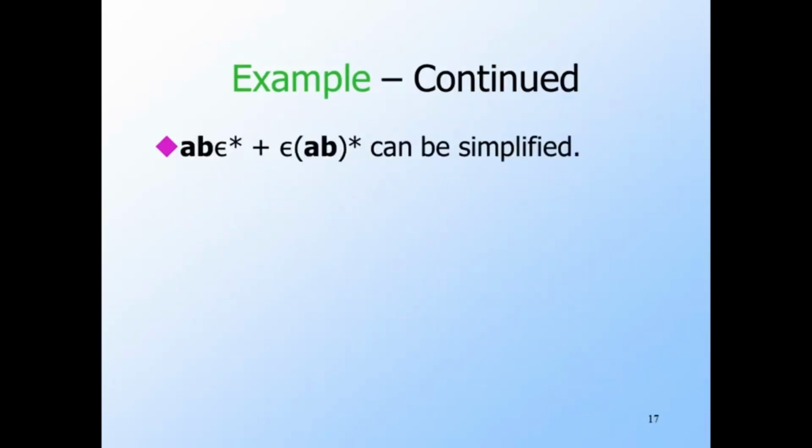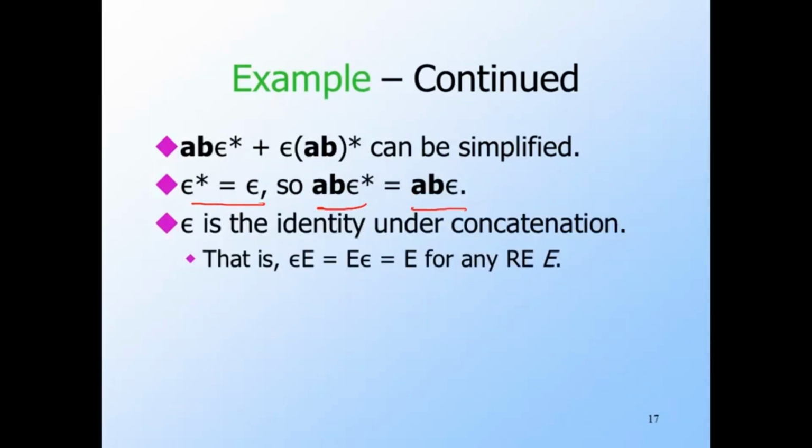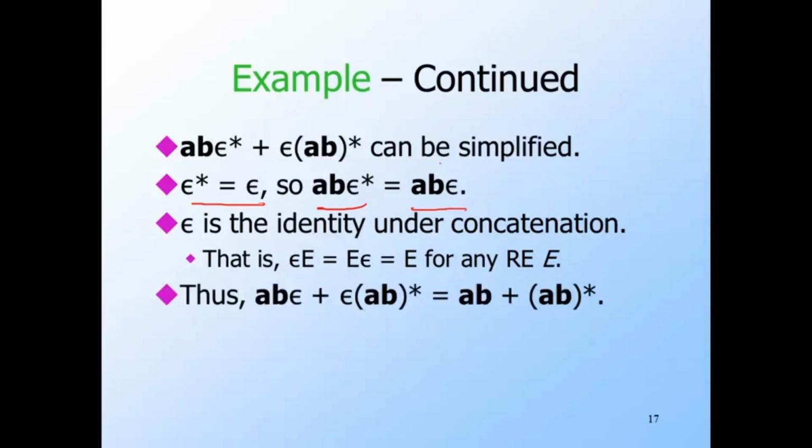We can simplify this expression considerably. First, epsilon star is any number of empty strings, so we can replace AB epsilon star, that's this, by just AB epsilon. Remember that the empty string is the identity under concatenation. So we can remove the epsilons to give us just AB plus AB star. That is, these guys go away, leaving us just that. Okay.